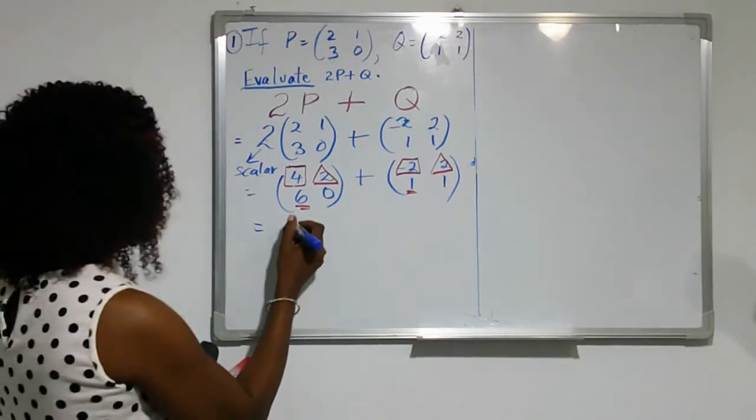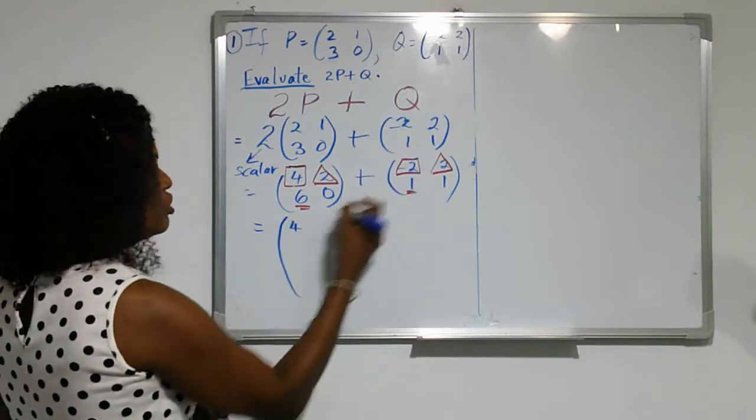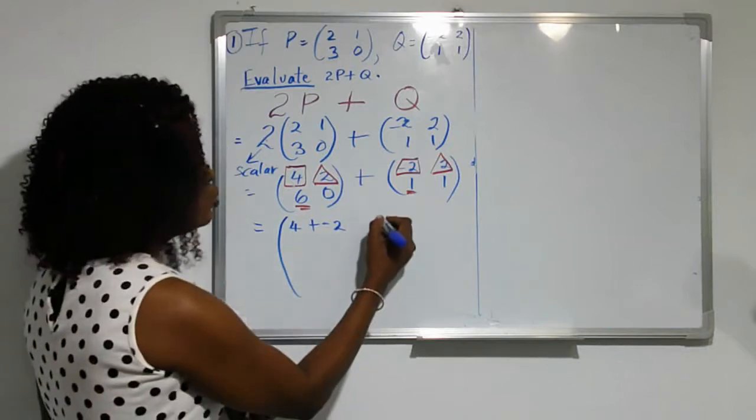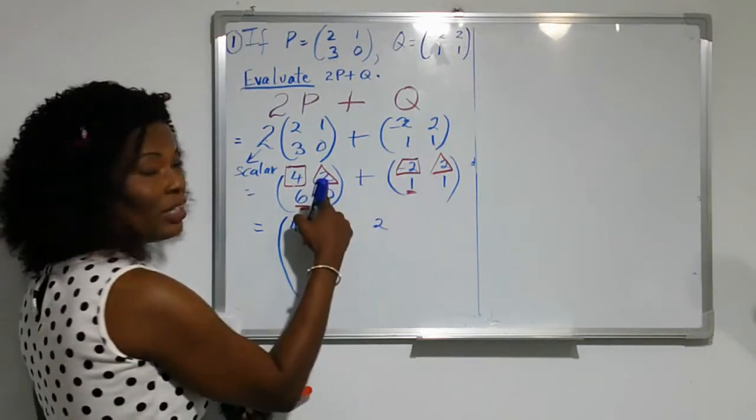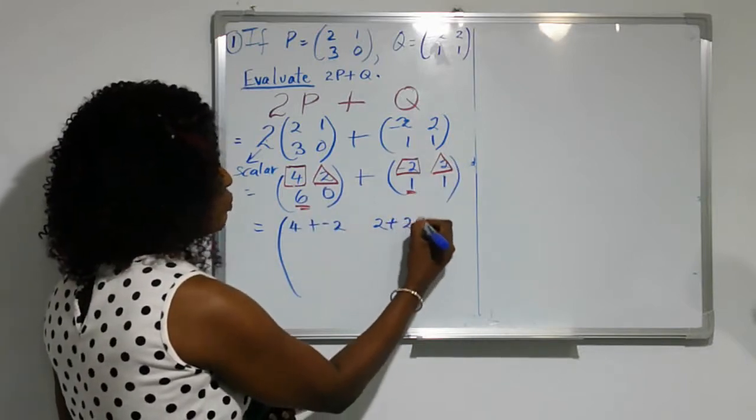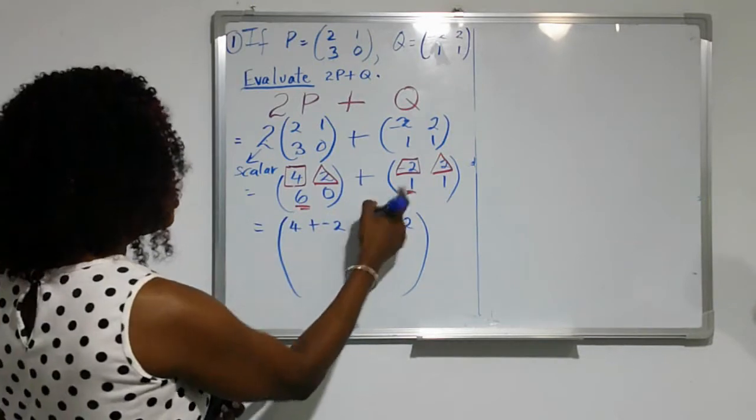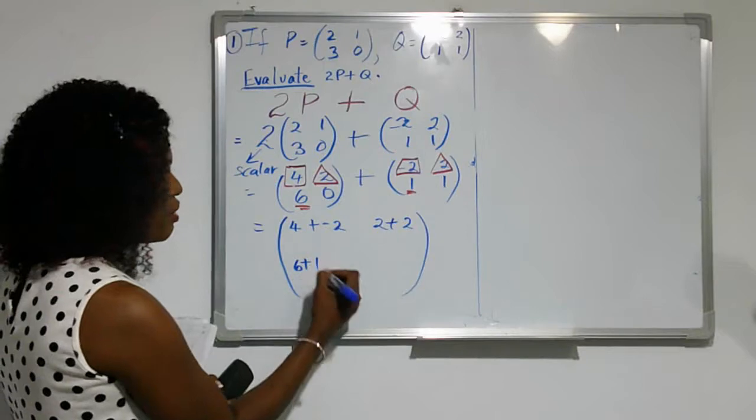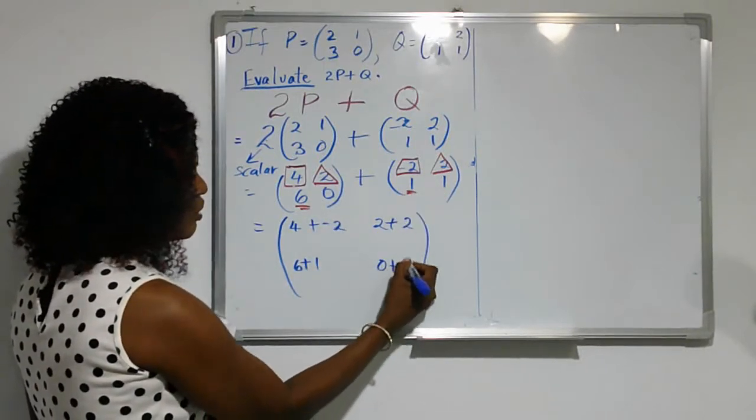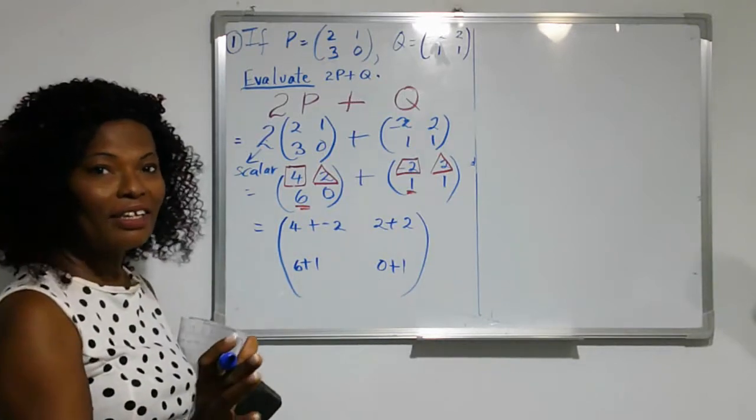This 6 is in the same position as that 1. Okay? So let's go. I set up my brackets, and I'm adding 4 to -2. Then I'm adding 2 to this 2, in the first matrix is in the same position with this 2. This 6 in the first matrix is in the same position with this 1. So I add them together. And then the 0 is added to 1. Okay? So all we need to do now is to tidy it up.